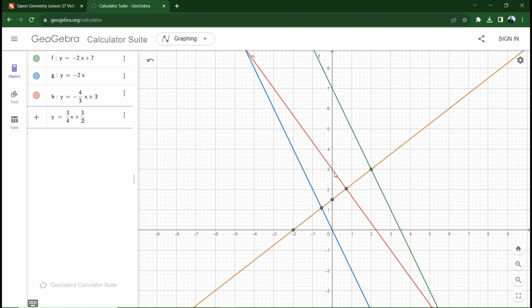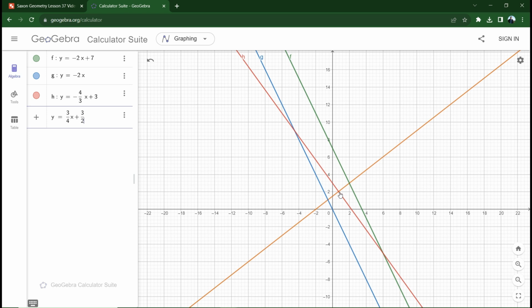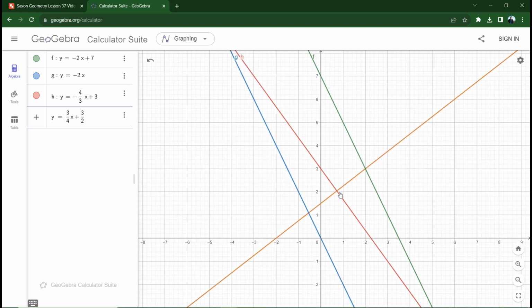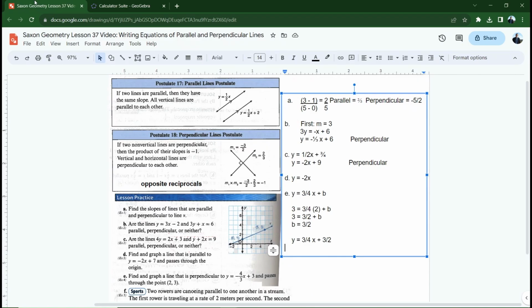Notice that this red line and this orange line are perpendicular to each other. Also notice that my orange line crosses through the point (2, 3). And that's one of the requirements for this graph. Okay, so that worked out.